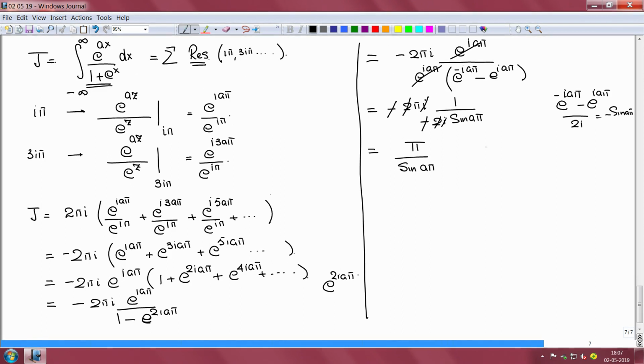Now we do know that when we do geometric series, the ratio must be strictly less than 1, but e to the power twice i a pi has magnitude just 1. But in this case this series works. So with this I close this lecture. We will continue with branch cut examples again from the next class. Thank you.